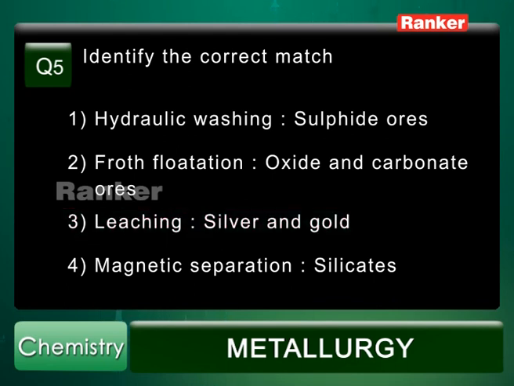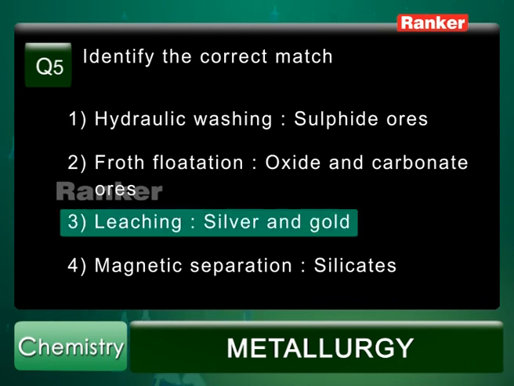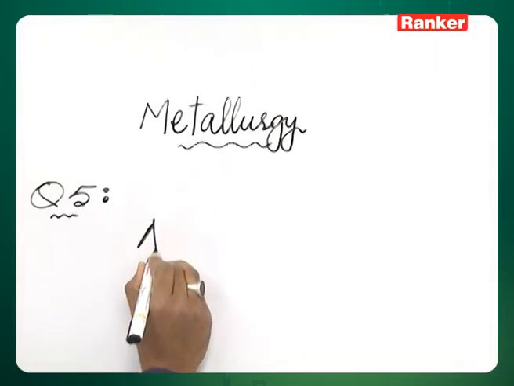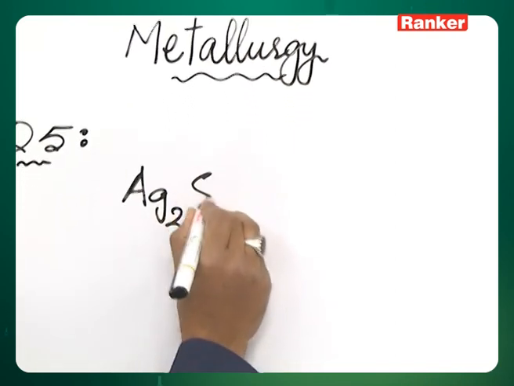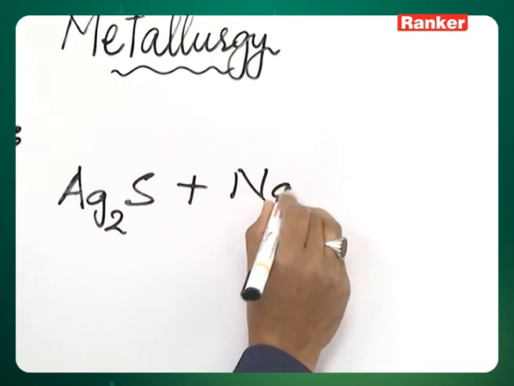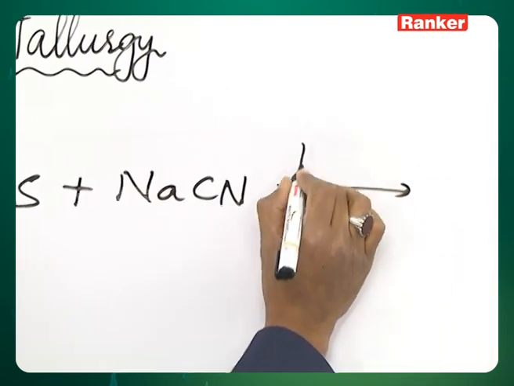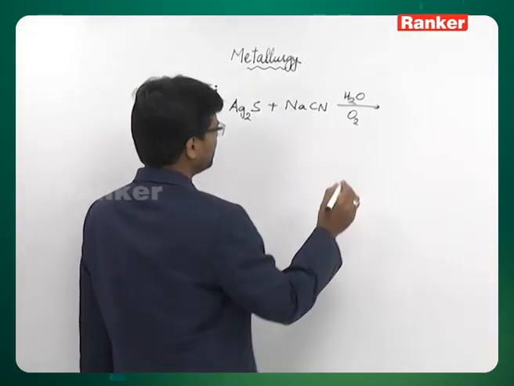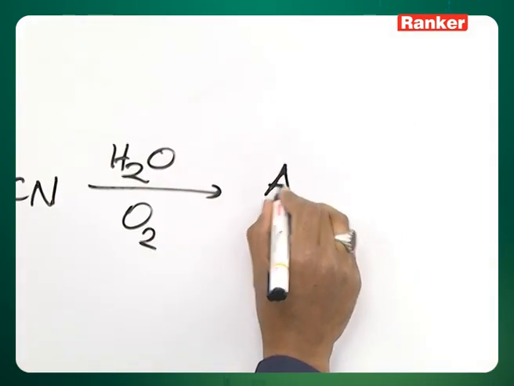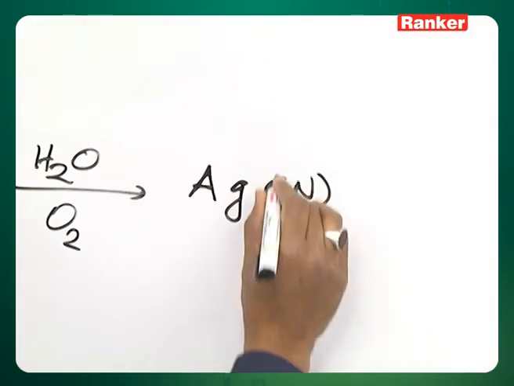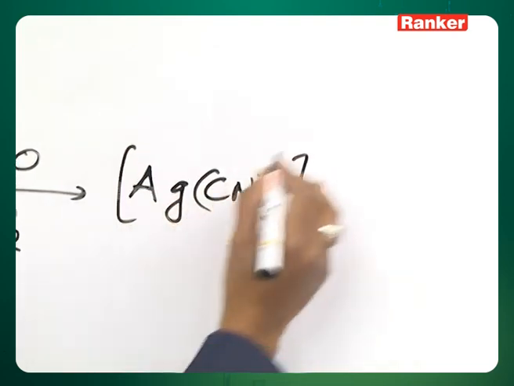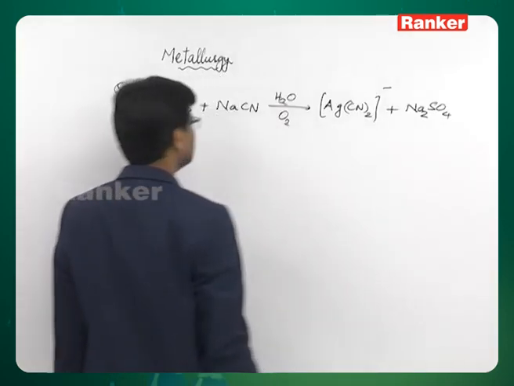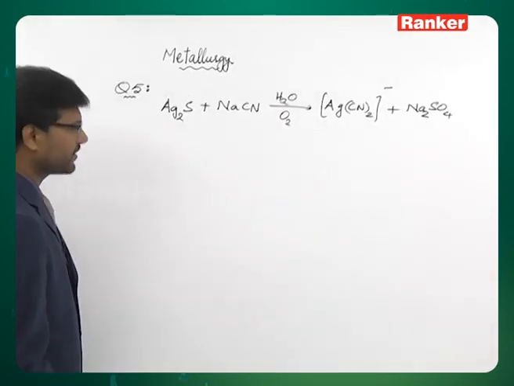Actually, the correct answer is third option. Leaching is done for extraction of silver and gold. As you know, we have just now seen for silver Ag2S, we add sodium cyanide in presence of water and aerial oxygen. Then we get Ag(CN)2 minus plus Na2SO4. This is leaching. This is how leaching is done for silver extraction.